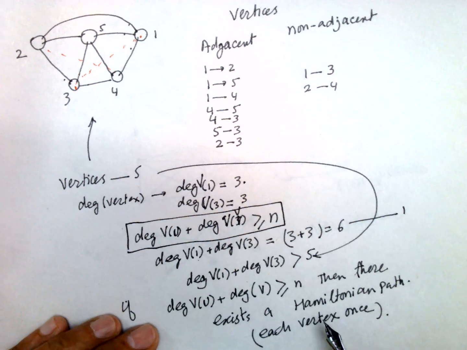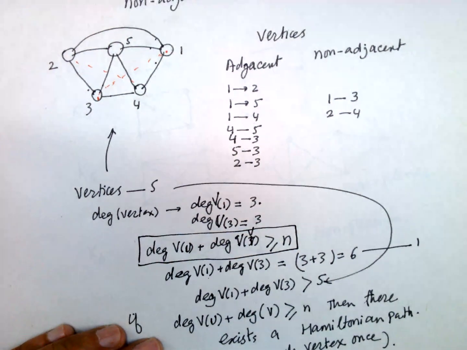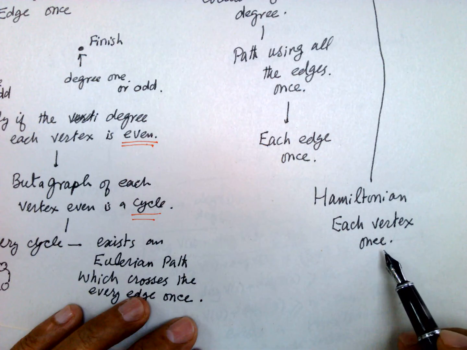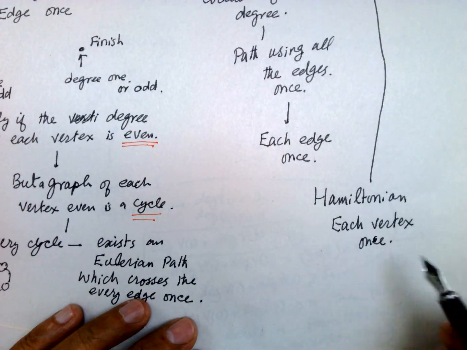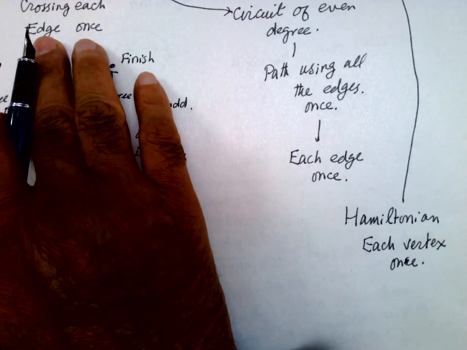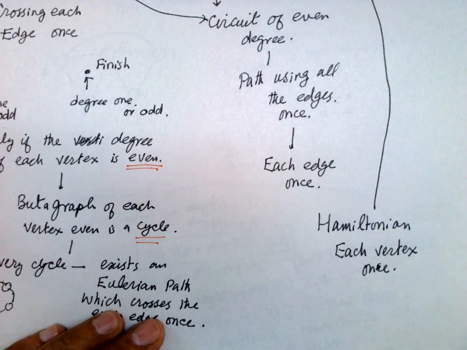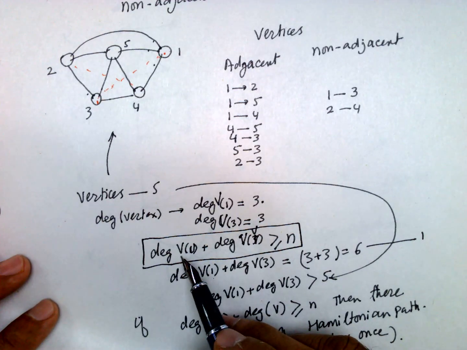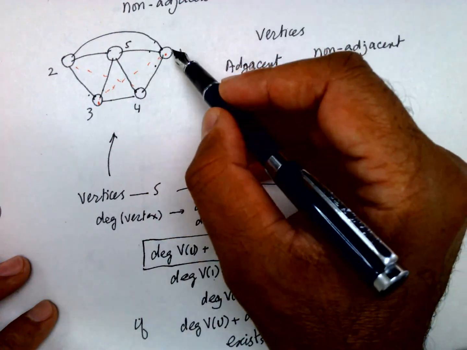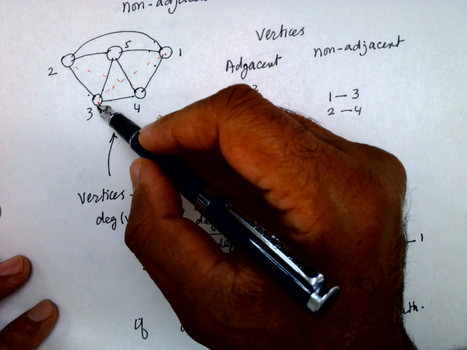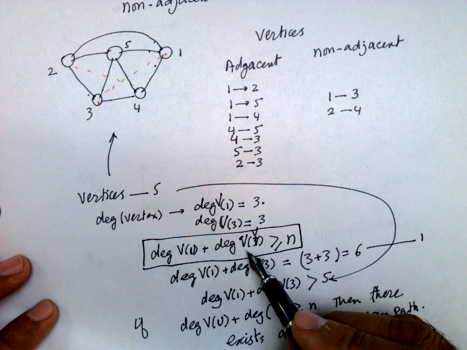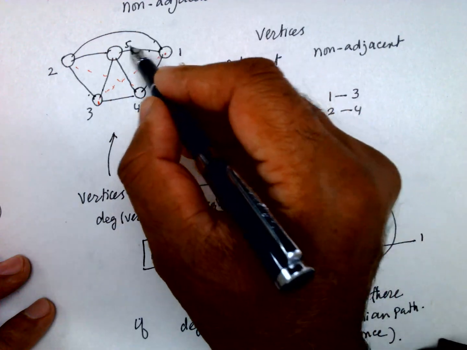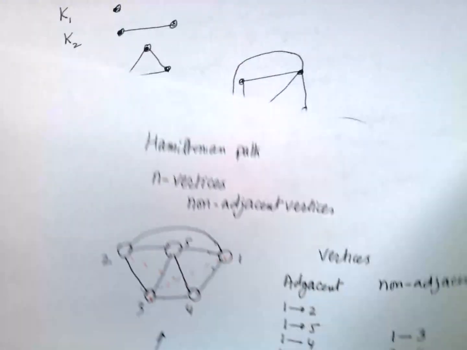So the Hamiltonian path is one where we can use each vertex only once. In Euler, edges. In Hamiltonian path, vertices. So we can use a vertex only once. If this is the condition, the sum of the degrees of vertex u and vertex v should be greater than or equal to the total number of vertices. So going through this, you can have this path. This is called a Hamiltonian path.